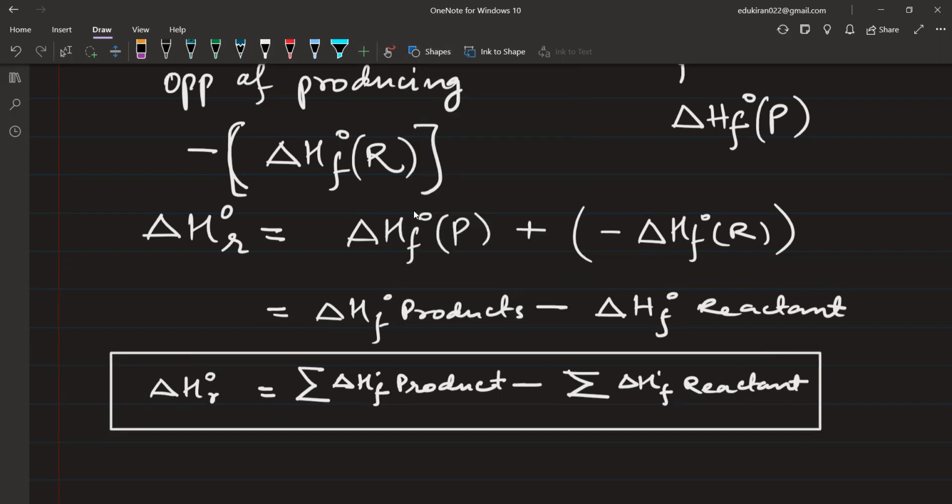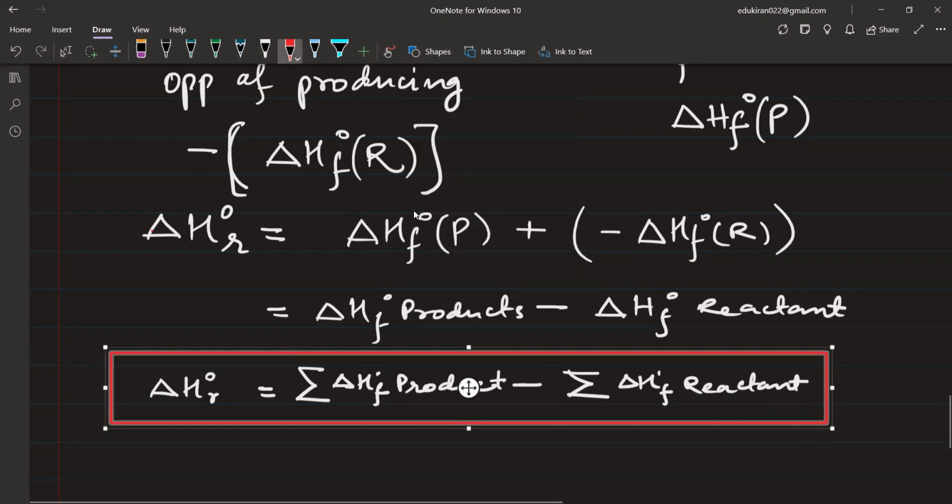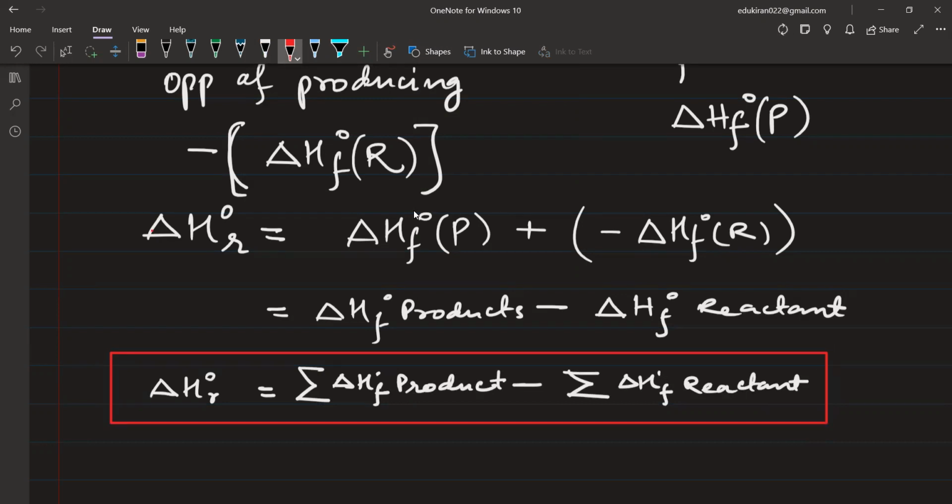Is this equation clear to everyone? Yes or no? Please tell me. आप इसको बिल्कुल नेचुरली लेके चलिएगा. प्रोडक्ट को हम लोग बना रहे हैं तो उसका पॉजिटिव एंथैल्पी ऑफ फॉर्मेशन, रिएक्टेंट को डिस्ट्रॉय कर रहे हैं तो उसका नेगेटिव एंथैल्पी ऑफ फॉर्मेशन. ठीक है, प्लीज रिमेंबर दिस. चलिए, राइट दिस डाउन.